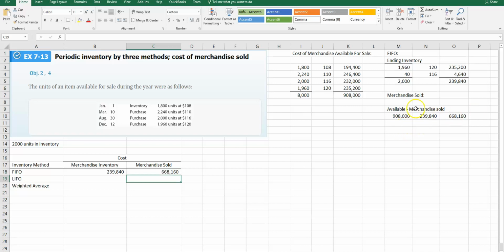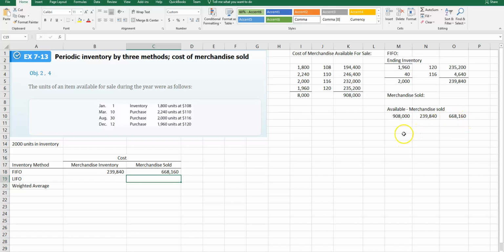Let's just think about the logic of what we did right here. We know everything we had available for sale, 908,000. These items could only have one of two endings. Either it is still there or it's not. Those are your only choices. So we calculated the cost of what is still there. So the difference between everything we had and what is still there has to be the cost of what we sold. That's the logic on that one.